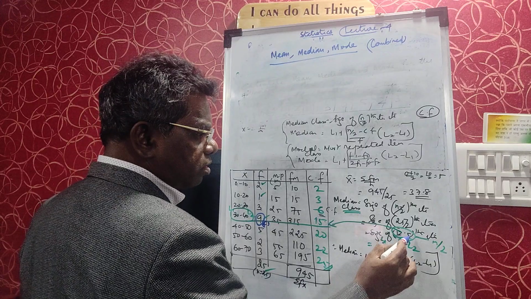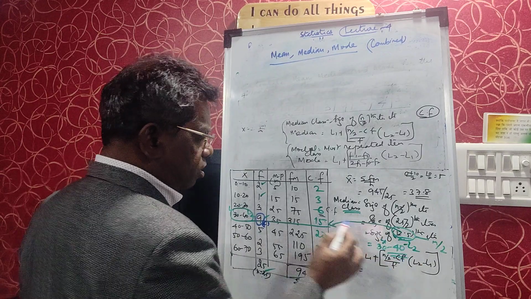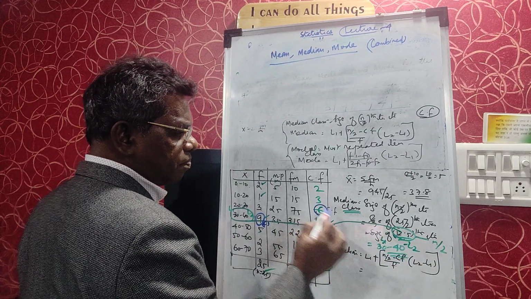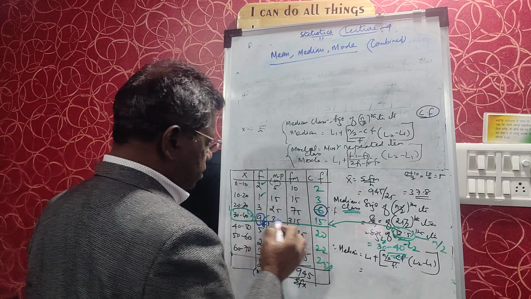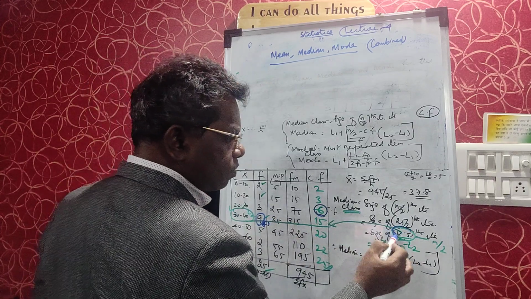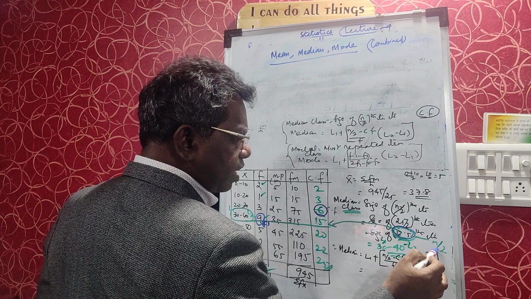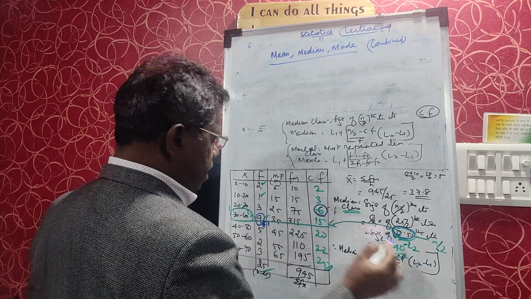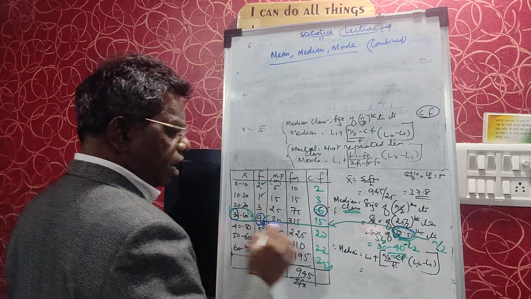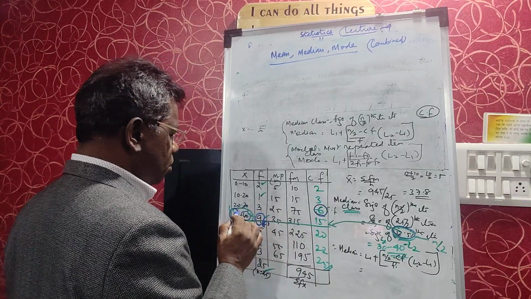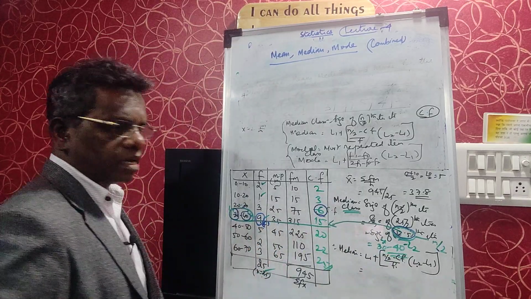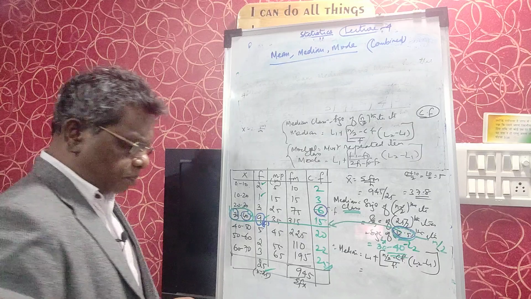So n upon 2 is 12.5. Cumulative frequency is 6, frequency is 9, and 12.5 is the n upon 2. Then L2 is 40 and L1 is 30. All the values are there, you can apply them now.